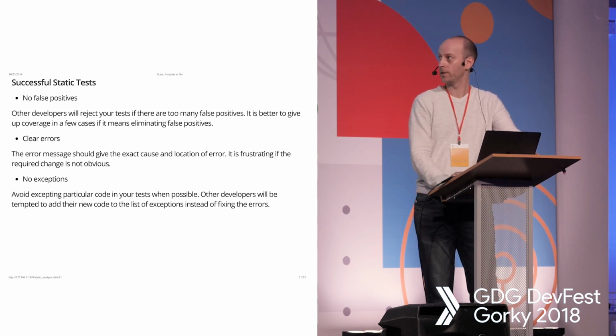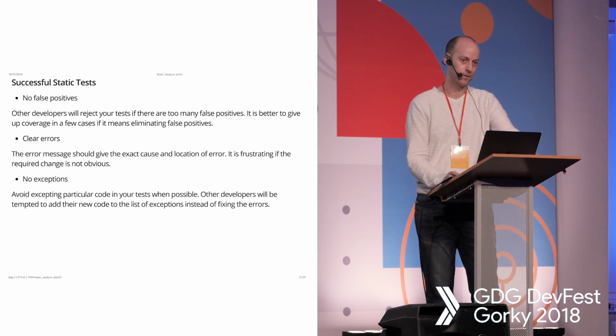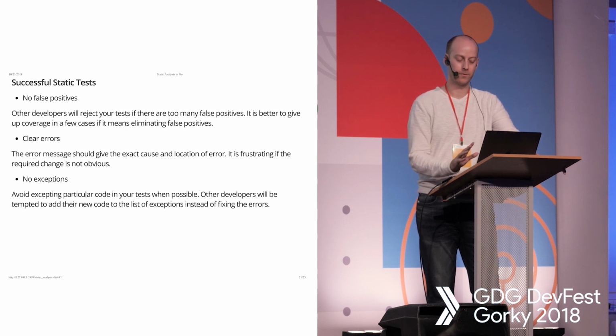And then a third tip is you want to avoid having exceptions in your tests. So it's better to have your check apply to all your code. And if you have an exception list, don't check these files or don't check this directory, people will be tempted to just add their new files to that exception list. So it's better just to have no exception list if it's possible.